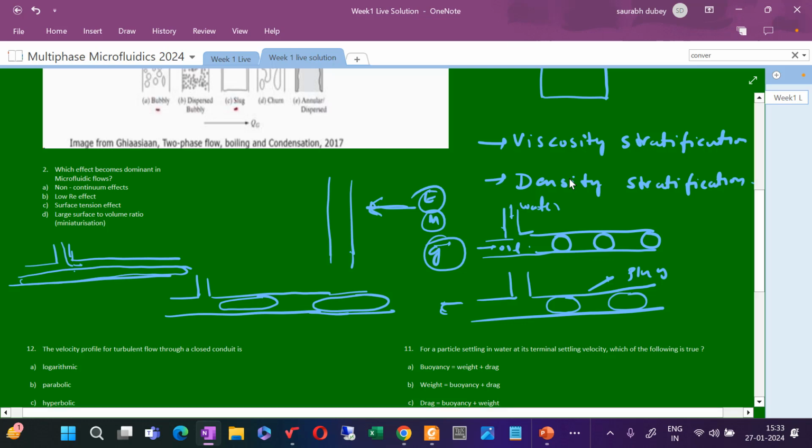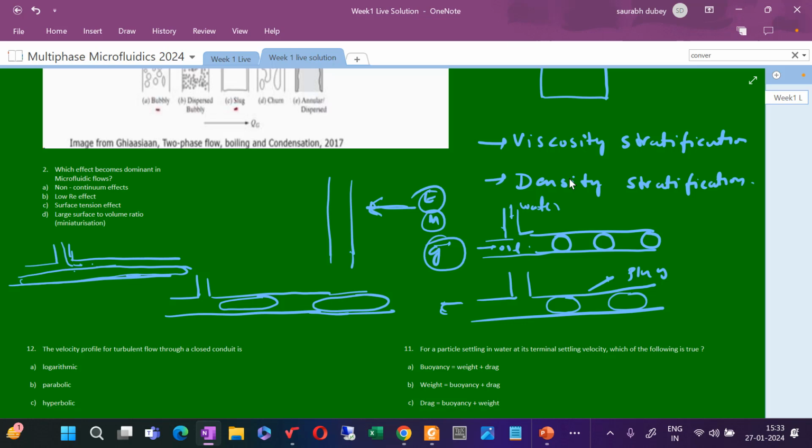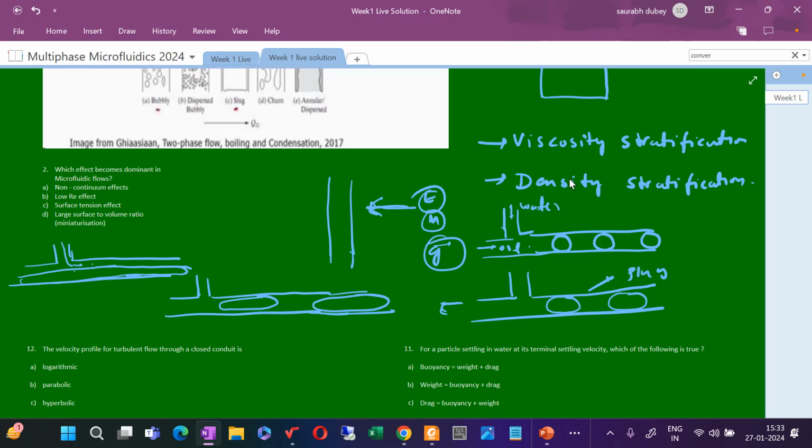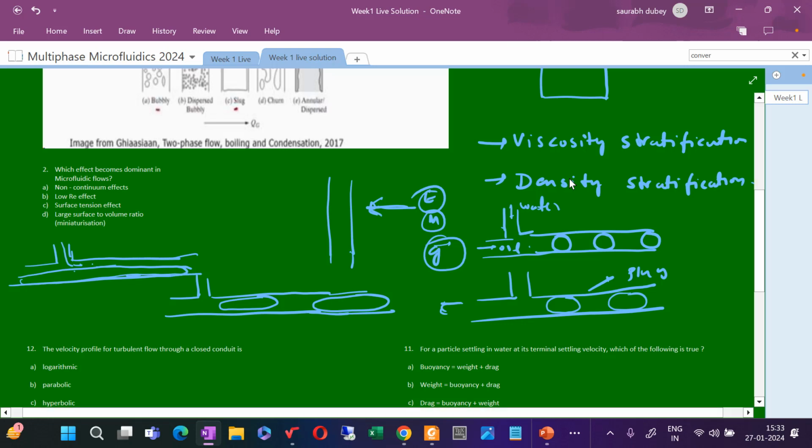But when you do the experiments, you will not be able to maintain that stratified condition continuously, like in the case of silicon oil and benzene. In the case of water and oil, there is a particular flow rate where, if you do the experiment, you can create the stratified condition, but that will not remain for a longer duration. After some time, you will see slug formation, plug formation, and droplet formation.